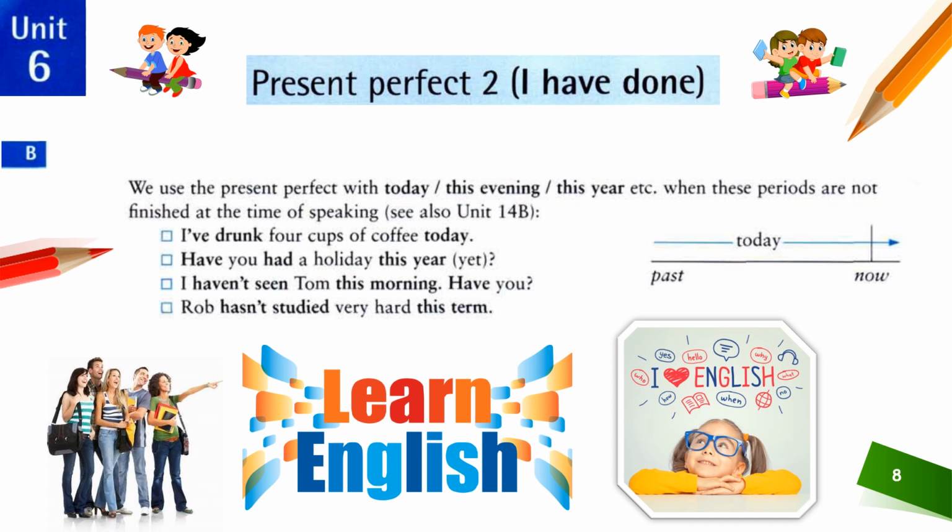So for example, I've drunk 4 cups of coffee today. Maybe from morning to evening. We can understand it that way. Maybe from morning till late evening as well. Have you had a holiday this year? That means for 12 months. I haven't seen Tom this evening. I haven't seen Tom this morning. Have you? Rob hasn't studied very hard this term. When you talk about a term, it means 6 months.